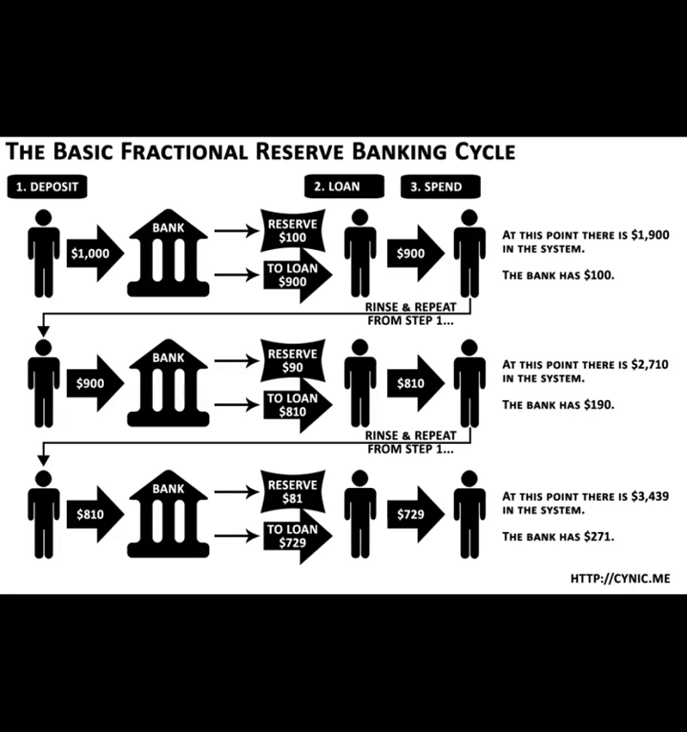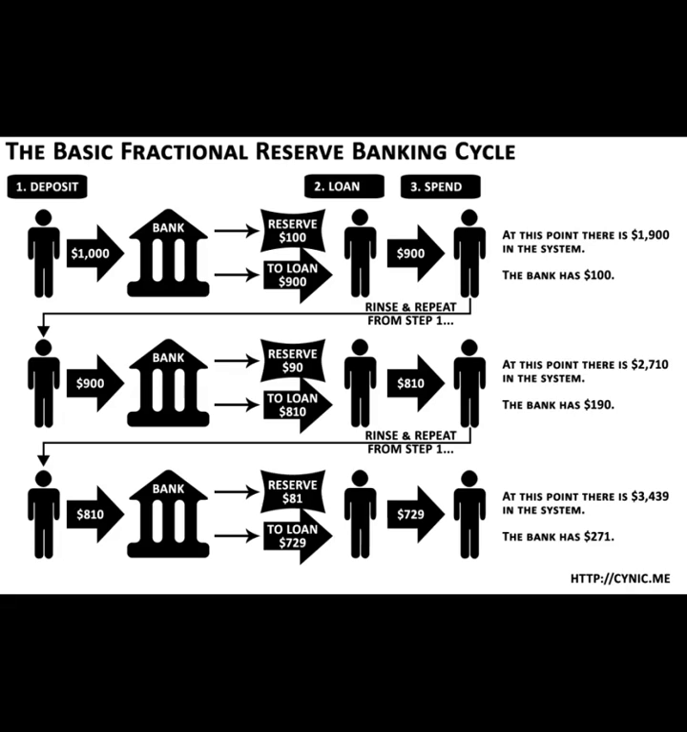Now, if James and Karen and I all go into the bank at the same time, I want to withdraw my $1,000, Karen wants to withdraw her 900, and James wants to withdraw his 810, the bank only actually has $271 in physical cash remaining from the initial $1,000. So what can they do? How is it possible for the bank to pay out $3,439 physical dollars when they physically only have 271?